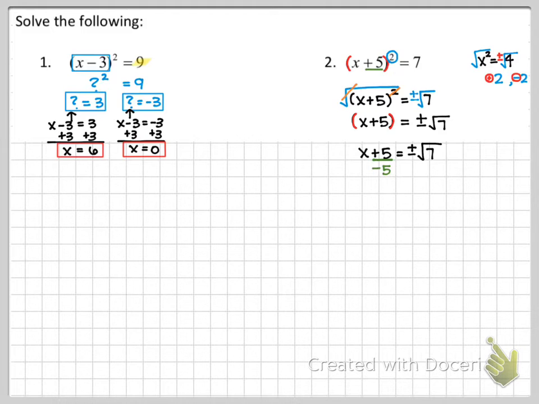Now, I don't know what the square root of 7 is, so I'm just not going to stack the 5 underneath it because I can't subtract it. Remember, square root of 7 is 2 point something. I don't even know what the something is.